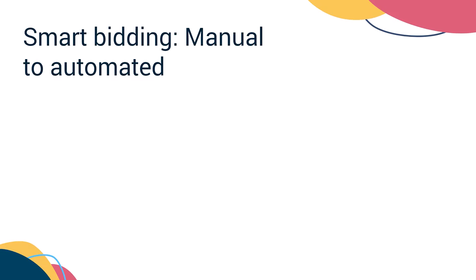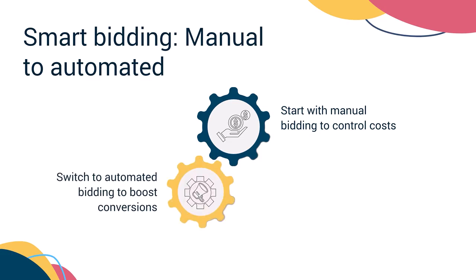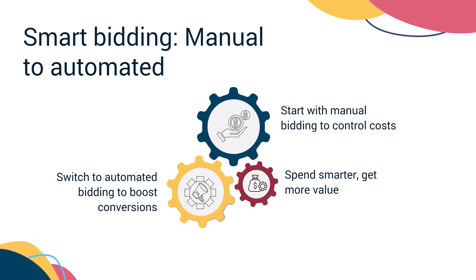When it comes to bidding, start manually to control your cost per click or impression. Once you gather data, switch to automated bidding to maximize conversions while lowering costs. This approach helps you spend smarter and get more value from your budget.